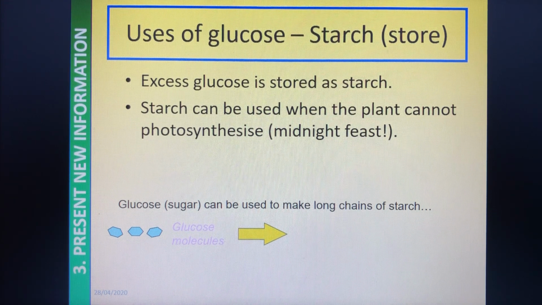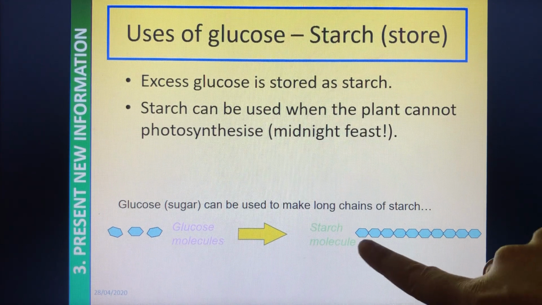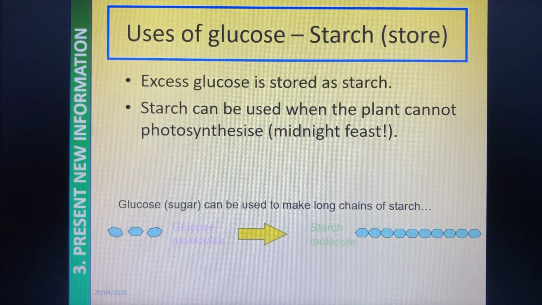And plants store those glucose molecules all stuck together in a row called starch. And here is our starch molecule. It's a large molecule and it's insoluble. They can't store it as sugar, as the glucose, they have to store it as these long chains called starch. So some of that excess glucose is stored as starch.